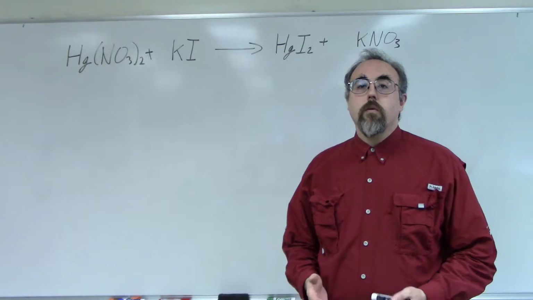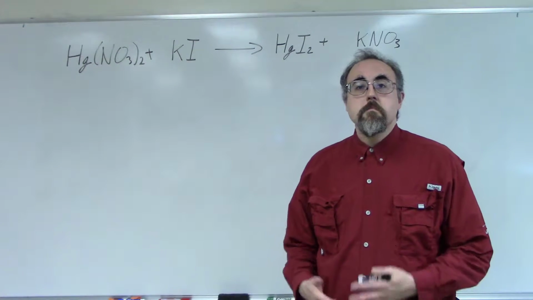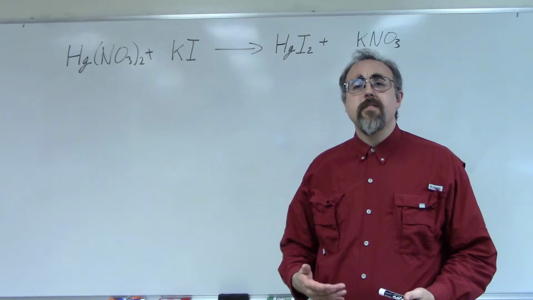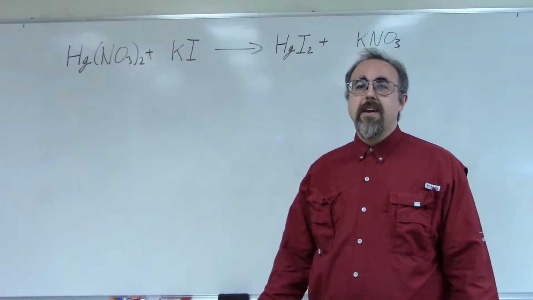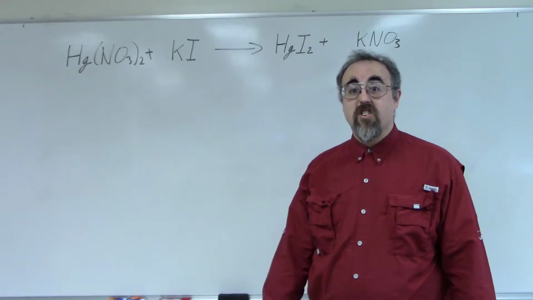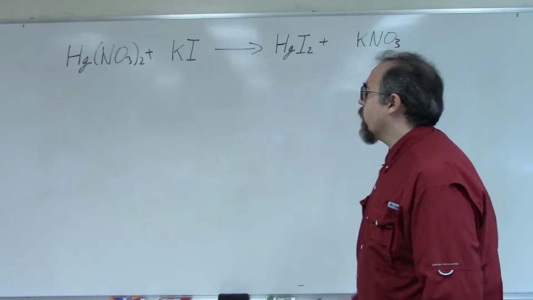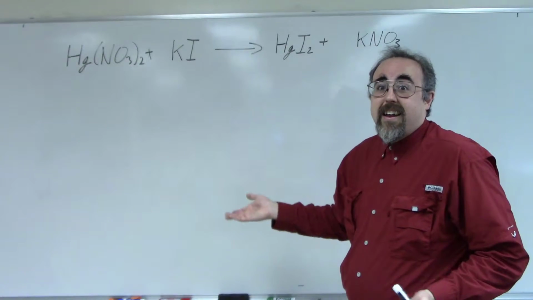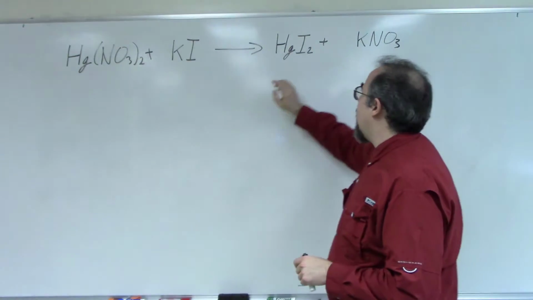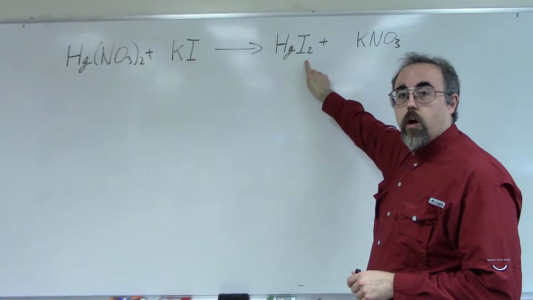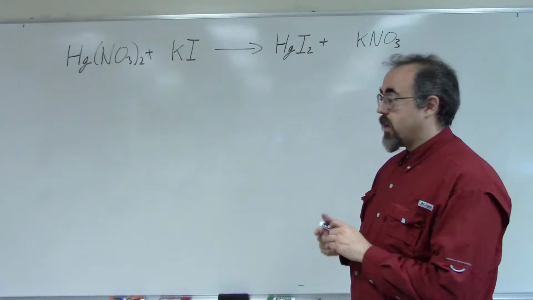So to do this, what I want to do is pick an atom really at random. With practice, you'll get more used to picking atoms that are going to make your life a little bit easier when you start. So for this one, might as well pick the iodine. I kind of already did. I have one iodine over here. I have two over there. So I need two on both sides.